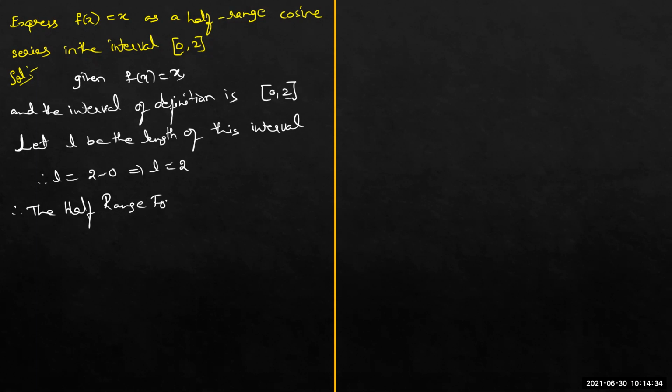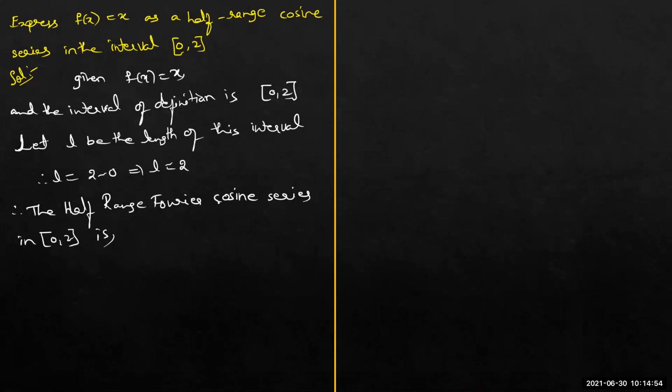Half range Fourier series, Fourier cosine series. You are asked to write the cosine series, the half range Fourier cosine series in the interval 0, 2. I'm just writing it. Don't try to memorize the formula by heart. Try to remember them like this.